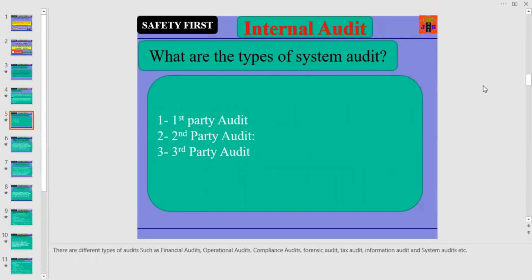Dear friends and fellows, there are different types of audits such as financial audits, operational audits, compliance audits, forensic audits, tax audits, information audits, etc. But here we are going to discuss the types of system audit. There are three types. Number one, first party audit. Number two, second party audit. And number three, third party audit. Let us discuss the three types one by one.